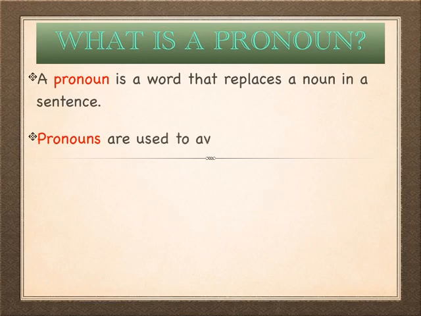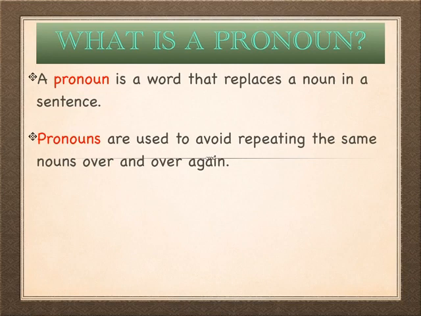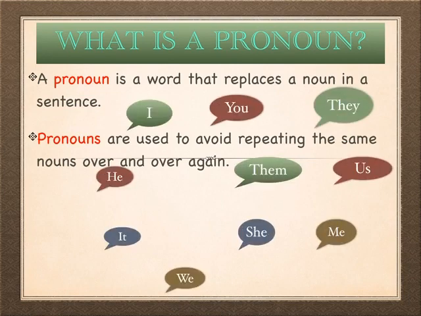What is a pronoun? A pronoun is a word that replaces a noun in the sentence. Pronouns are used to avoid repeating the same nouns over and over again. Let's see some examples of pronouns. For example, I, you, they, he, them, us, it, she, me, and we. So these are some of the pronouns which we use in place of the name of the persons or things.